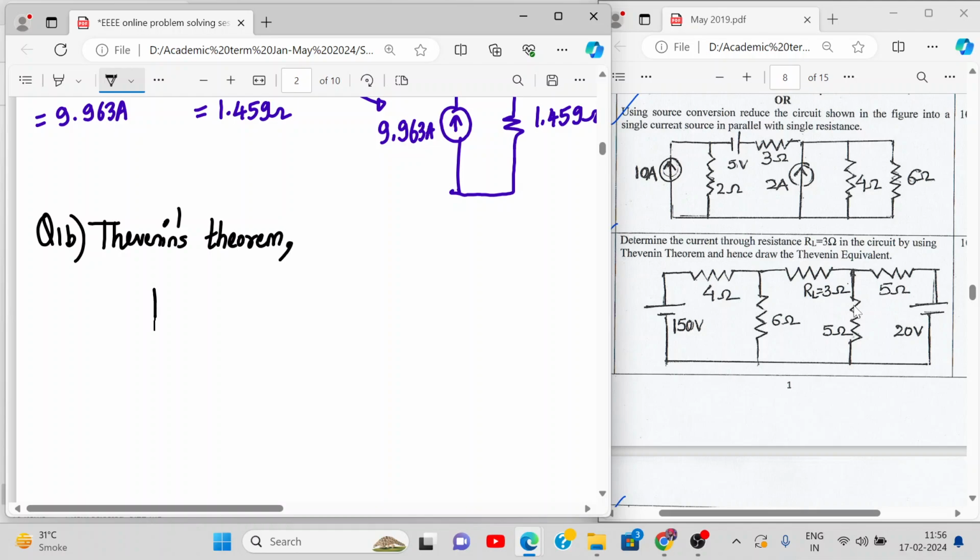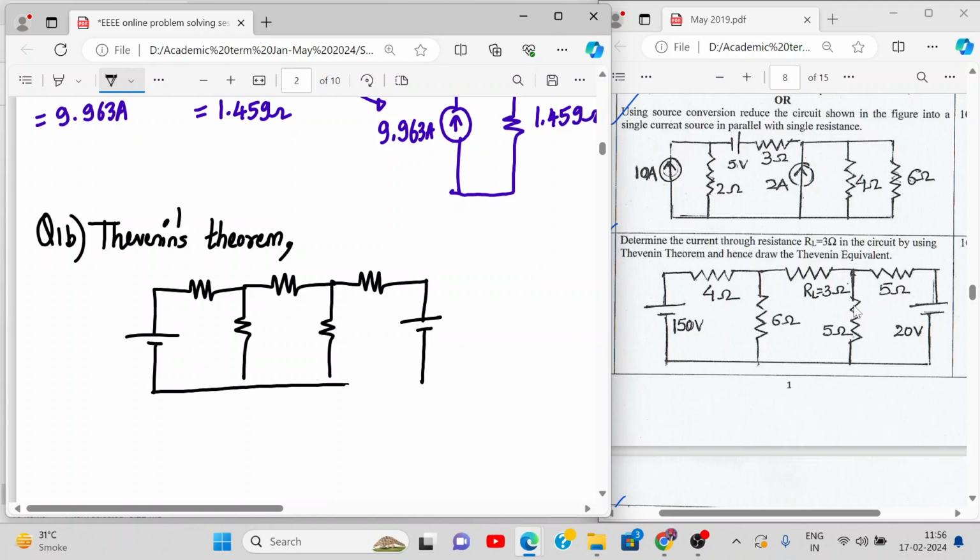So let's draw the circuit quickly. You all also draw it in your books. This value is around 150 volt. This is 4 ohm, 6 ohm, 3 ohm, 5 ohm, and this is 20 volt.